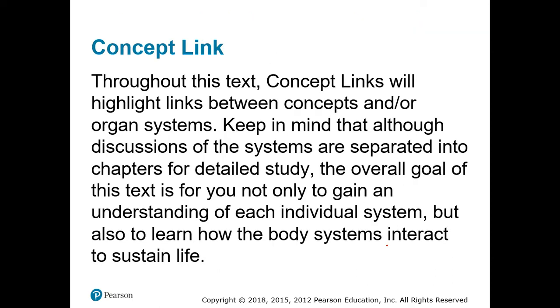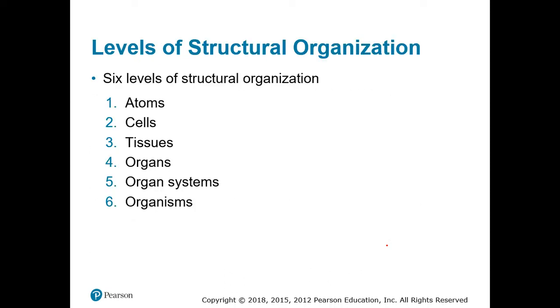So throughout this text, we're going to see a lot of different concept links on how to connect things to help us gain a better understanding of each individual system, but know that all systems are related. And that leads us into the new things that we're going to talk about today. We're first going to talk about the levels of organization and then delve deeper into the 11 different types of body systems or organ systems.